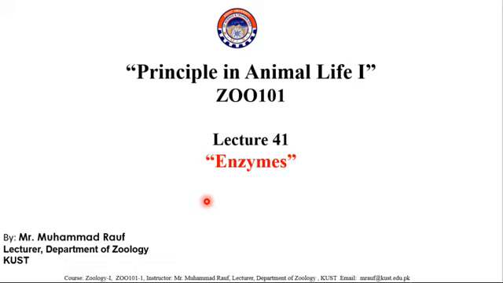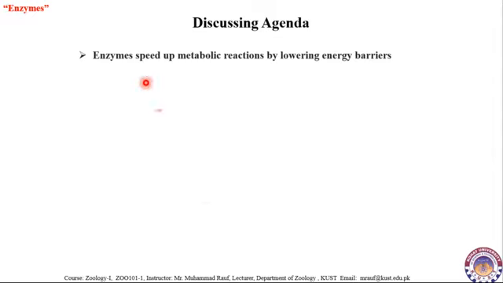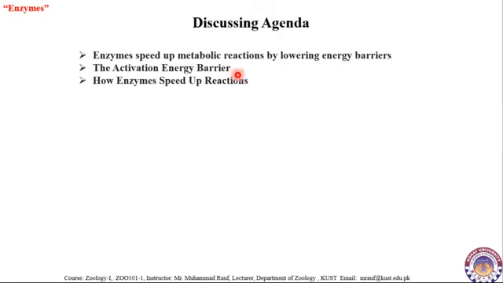This is lecture number 41. The topic is enzymes. The discussing agenda for the topic is enzymes, and they speed up metabolic reactions by lowering energy barriers, the activation energy barrier, and how enzymes speed up reactions.